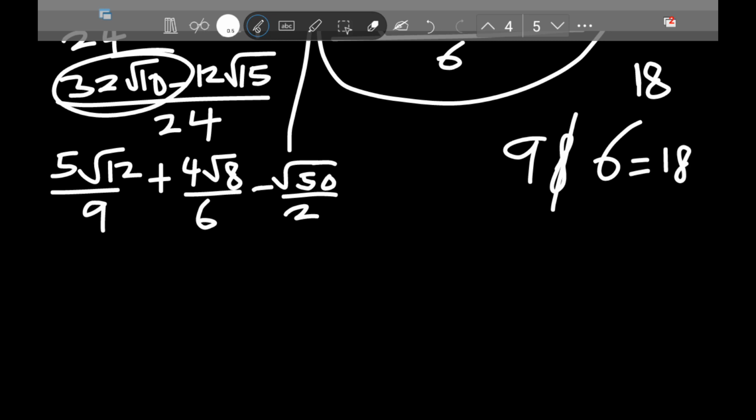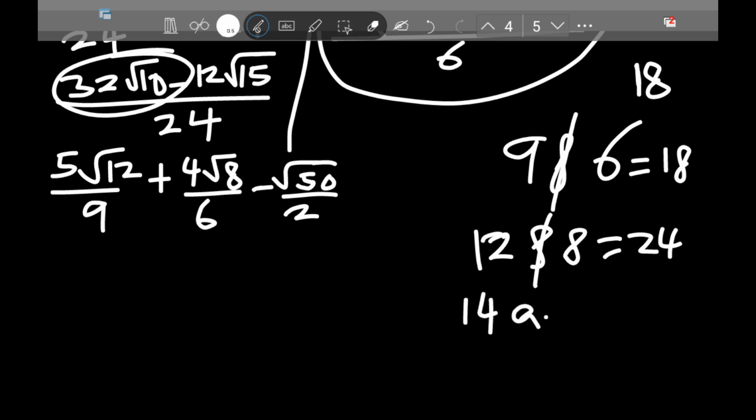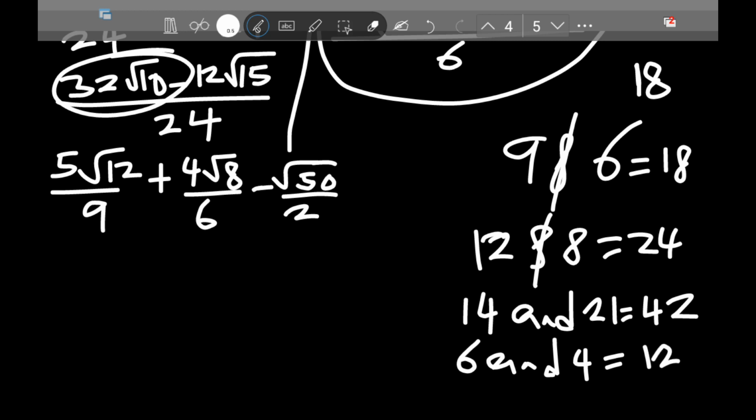18. LCM of 12 and 8, 24. So you need to know these things. You need to keep it in mind. You need to write it down as well. So LCM of 14 and 21, 42. So LCM of 6 and 4, 12. So when you know this, it will facilitate your work.